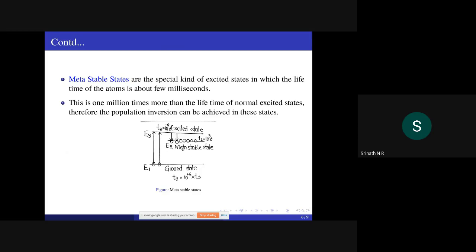energy level say E2. Now we study what is meant by metastable states, the special kind of excited states in which the lifetime of the atoms is about a few milliseconds. As I mentioned earlier, this is 1 million times more than the lifetime of a normal excited state. Therefore, the population inversion can be achieved in these states.